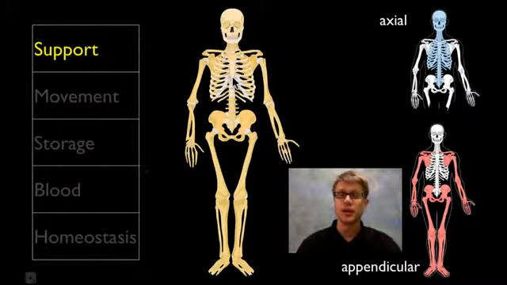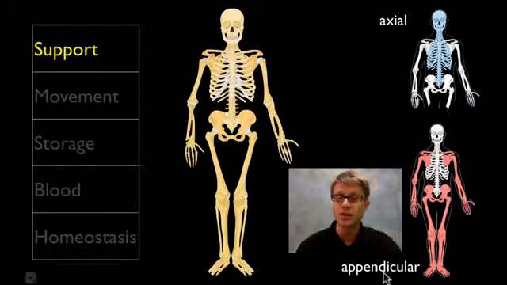I wouldn't be able to stand upright if it weren't for my endoskeleton. And also it protects vital organs. In other words, this skull is protecting my brain, or this rib cage is protecting the organs in my thoracic cavity. Our skeleton is broken down into two different parts. We have the axial skeleton. The axial skeleton is made up of the skull, the vertebral column, and the ribs. That really is protecting the central nervous system and a lot of these organs.